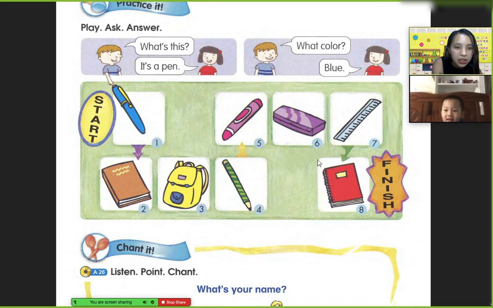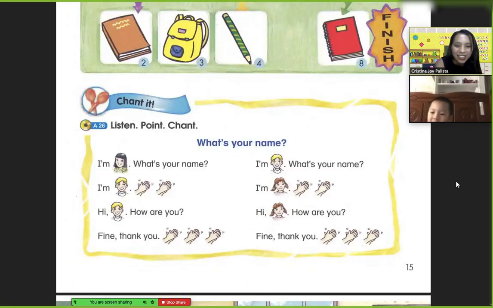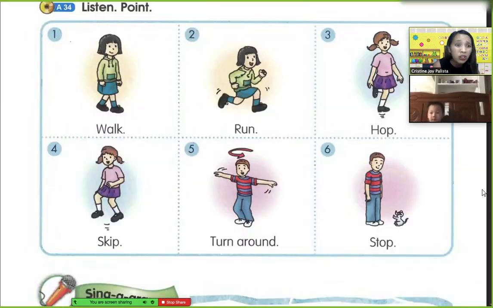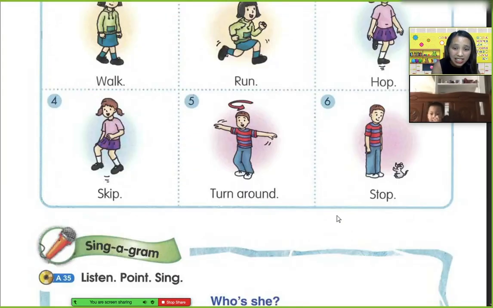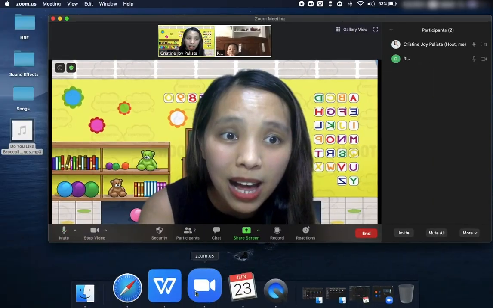Okay, so let's go to the last one. Okay, what is this? Number eight? A red book. Good job. It's a red book. Good job. I think we don't have time anymore, Ryan. We're going to have to say goodbye.